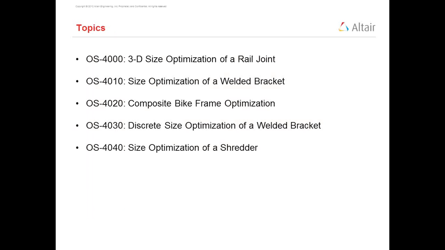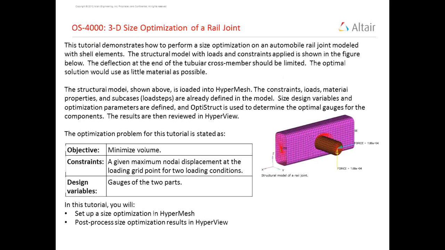3D size optimization of rail joint, size optimization of welded bracket, composite bike frame optimization, discrete size optimization of a welded bracket, size optimization of shaded. So let's start with the first tutorial.